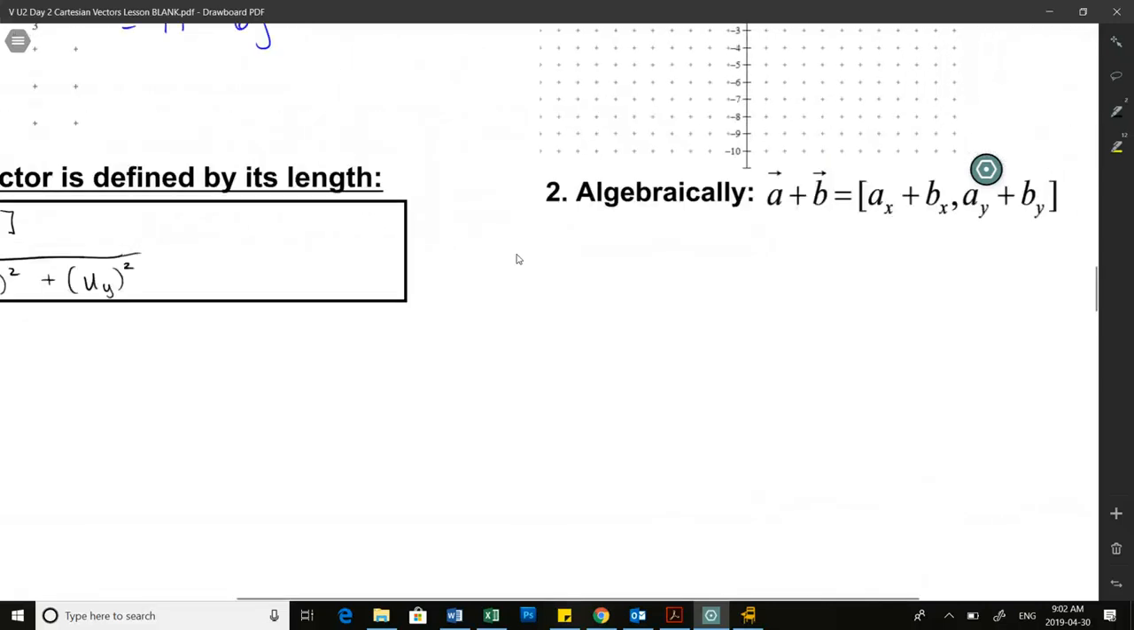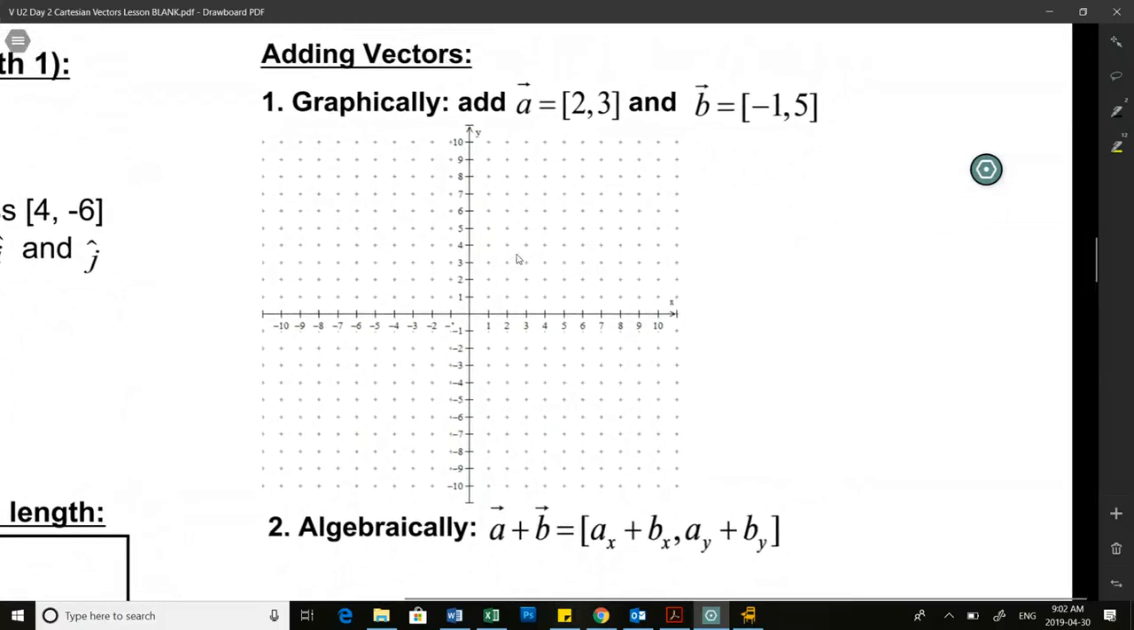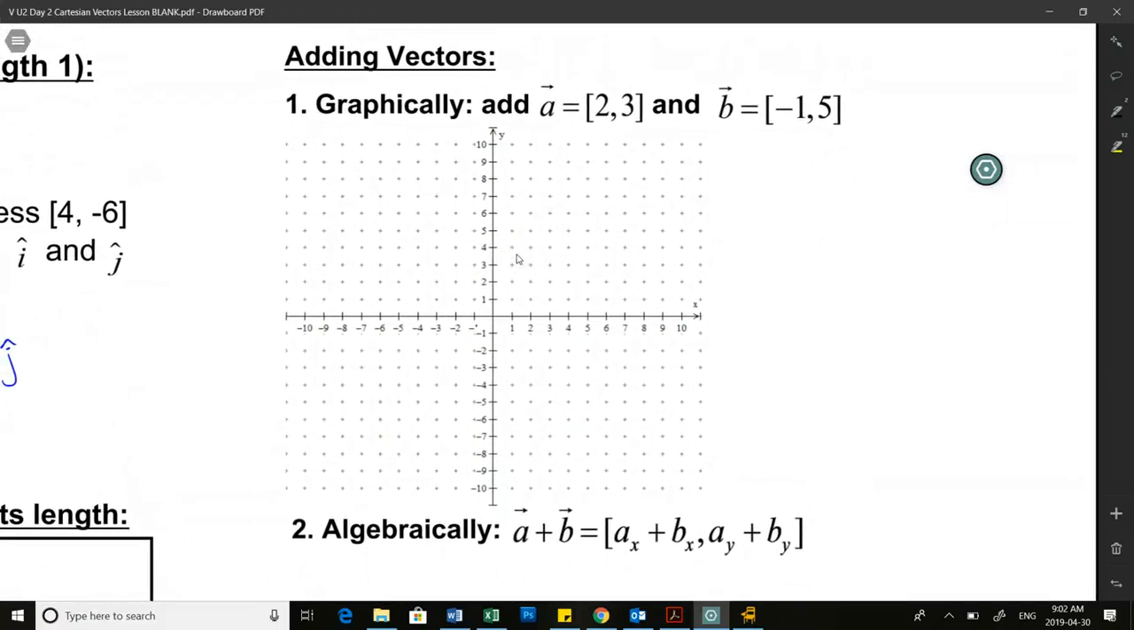Okay, so that's going to be our formula. Okay, so adding vectors, this one's really straightforward. If I want to add A and B, all I need to do is add their x components and add their y components. Graphically, what I'm doing is I'm graphing vector A, so maybe we'll do that in red.